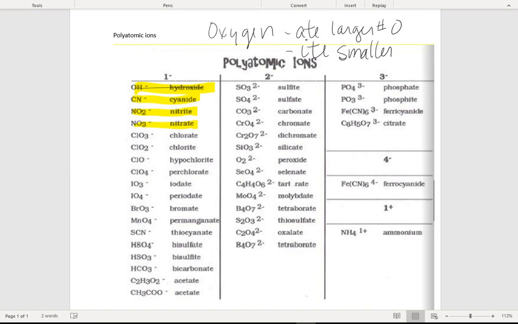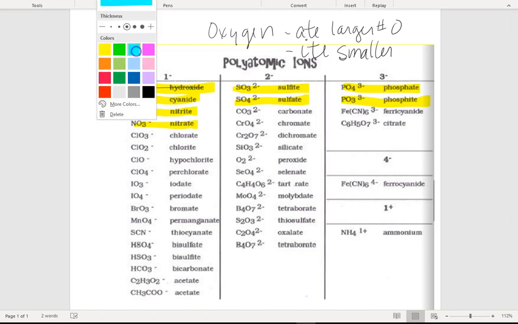Now this works for a few of these. It works for nitrate and nitrite. It works for sulfate and sulfite. It works for phosphate and phosphite. It does not work for the halogens, though. The halogens, what you're going to have to do is remember, if you get a halogen, there's 4 possible positions. That's our next 4 on here.